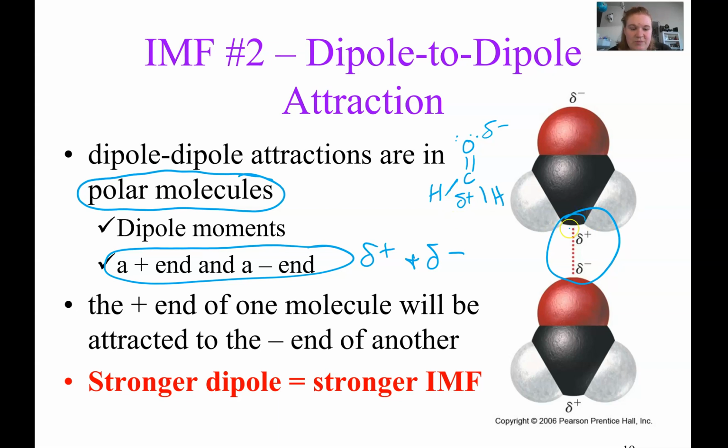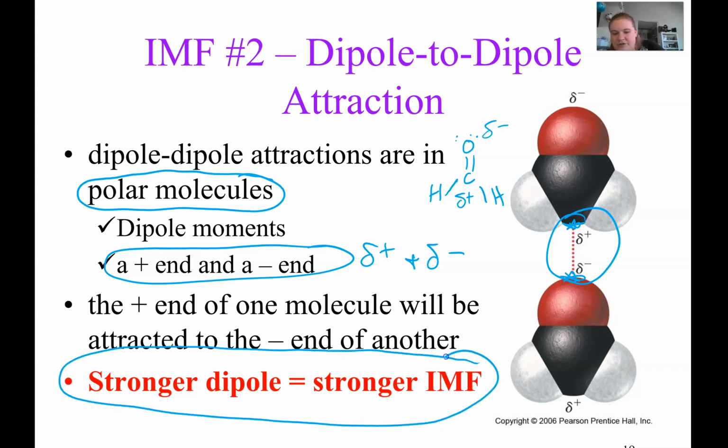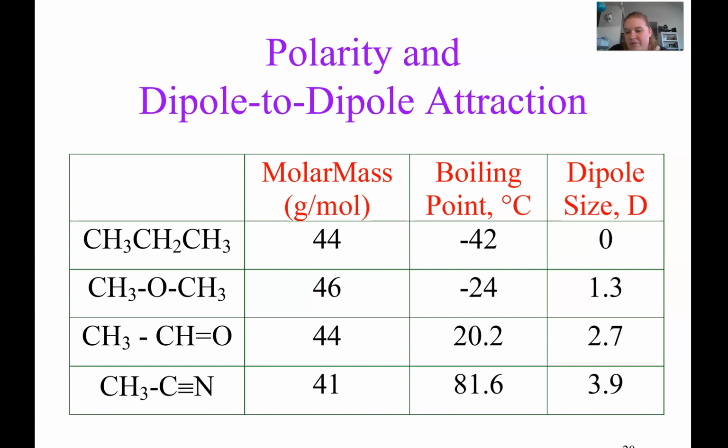So the attraction is between the carbon, or that partial positive, on one molecule, and the oxygen, or that partial negative, on the other molecule. The stronger the dipole, the stronger the attraction. And that stronger dipole is going to be determined by how big the difference in electronegativity is. So here's an example of that. We have a few different molecules on here, and this one is going to be non-polar, polar, polar, and polar.